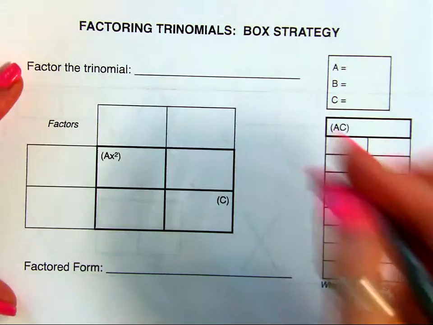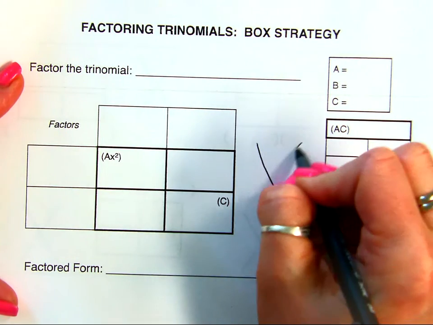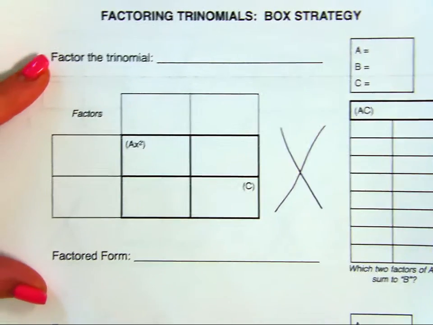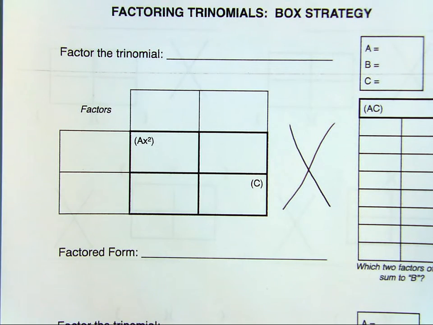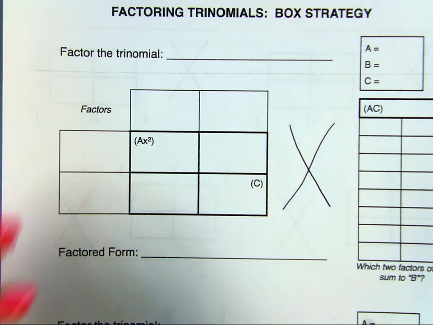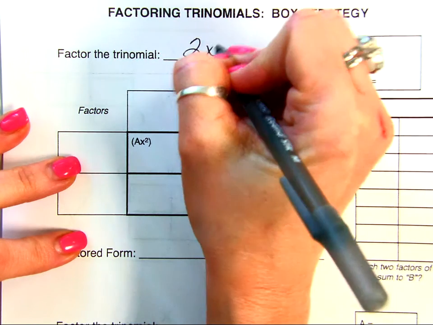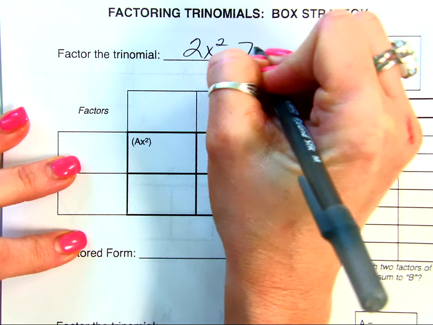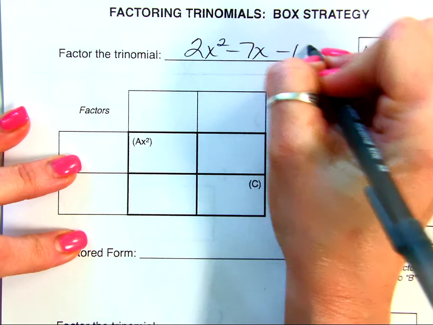First of all, you're missing your X. So go ahead and write an X in right here for me. It's on the back side. Okay, so the first trinomial we're going to factor is 2x squared minus 7x minus 15.